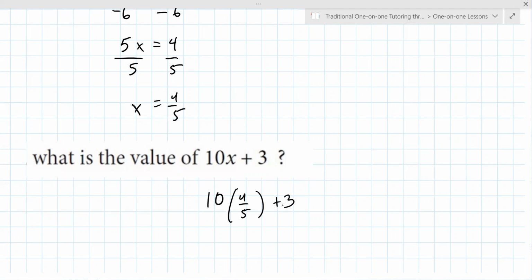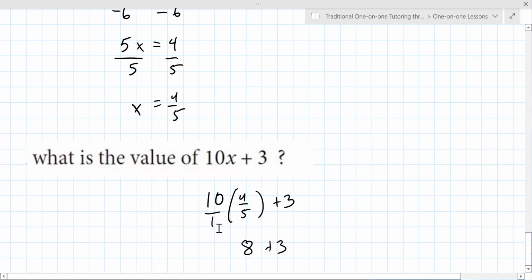Okay, so 10 times 4/5. You can multiply and then divide, like 10 times 4 and then divide by 5, or you can divide first, 10 divided by 5, and then times 4. 10 divided by 5 is not 5. It is not, Sourish. 10 divided by 5 is 2. 2 times 4 is 8, okay, so you have 8 plus 3. That's 11. Yes.